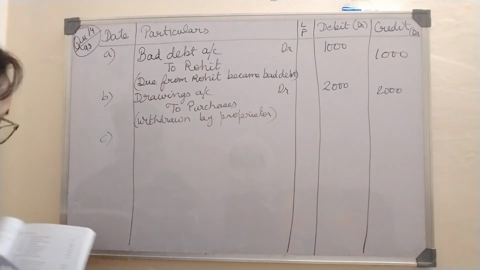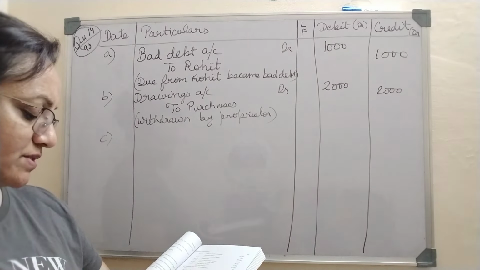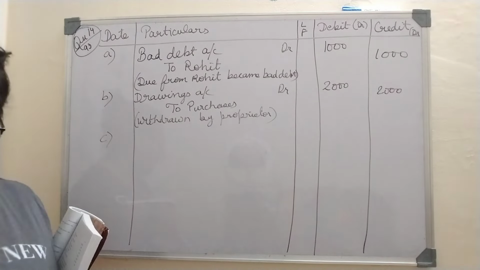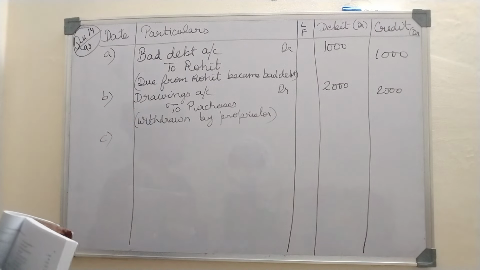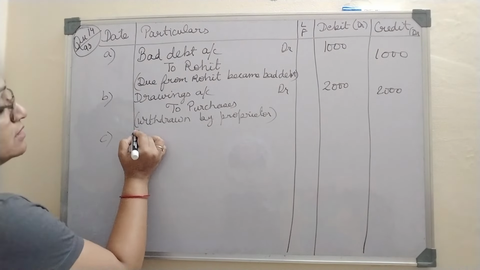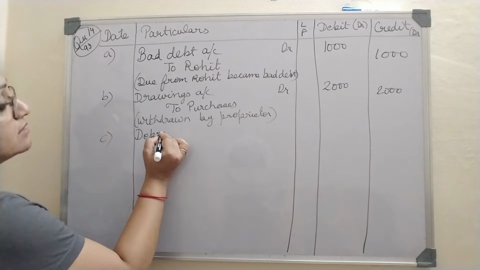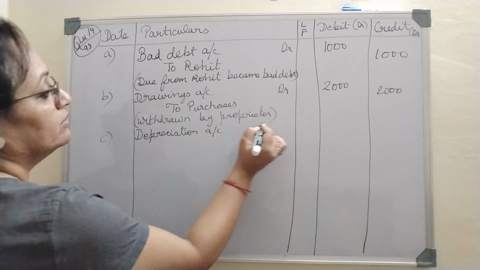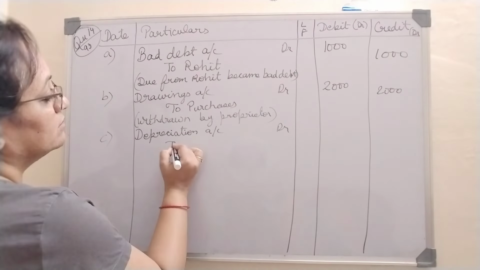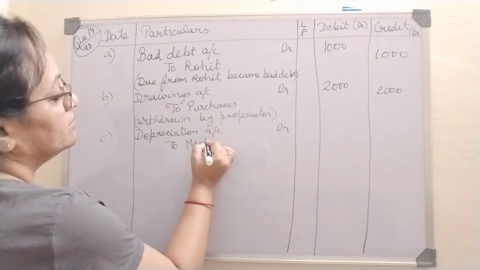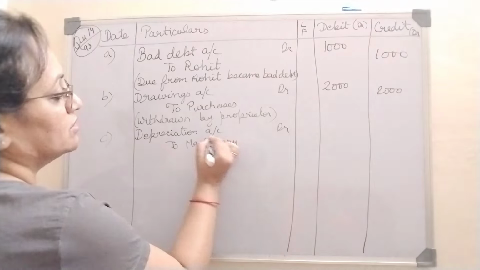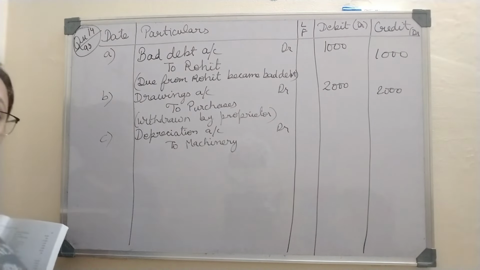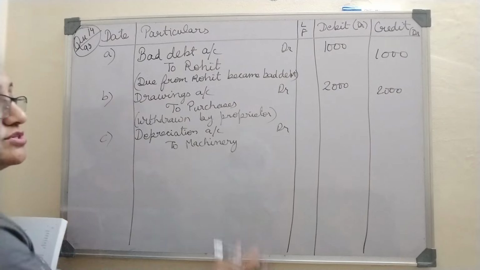Now the third one: charge depreciation of 10% per annum for 2 months on machine costing 30,000. Now depreciation is again our expense or loss, you can say. So depreciation is always debited. Depreciation account debit on which fixed asset? Machinery, because from machinery we always deduct depreciation. Machinery is always our debit account, but over here it will be credited because we are deducting depreciation from it.